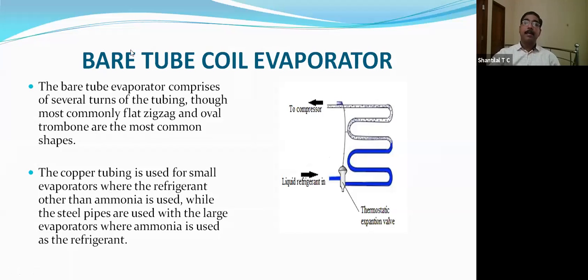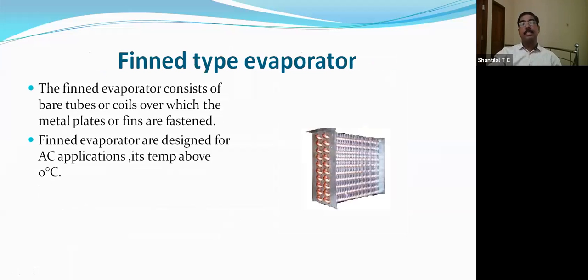So it is a bare tube type coil evaporator, only a continuous tube coil. One end is connected to the expansion valve and the other end is connected to the compressor, that means the suction side. This is a simple bare tube coil evaporator. Another is the finned type evaporator. Generally, this type of evaporator we use in window type air conditioners and split air conditioners.